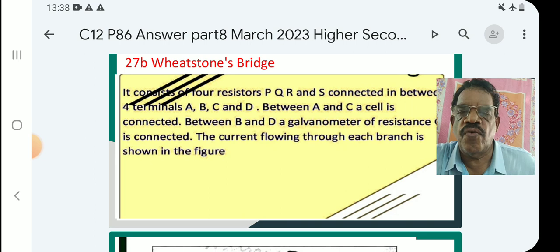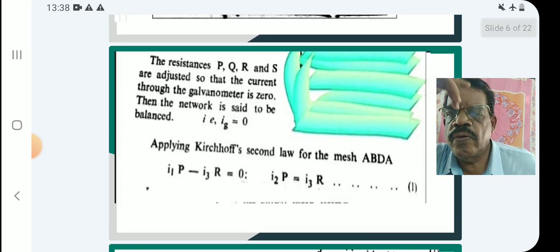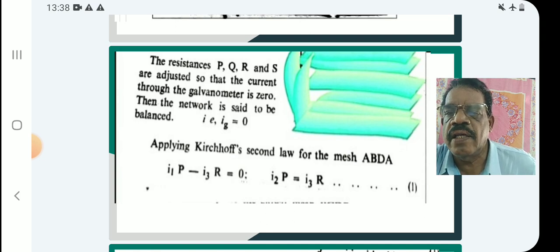I1, I2, I3, I4, we have shown all of them. Now you see the resistances P, Q, R and S are adjusted so that the current through the galvanometer is 0. That is called a balancing condition. Then the network is said to be balanced. That is, IG is equal to 0.